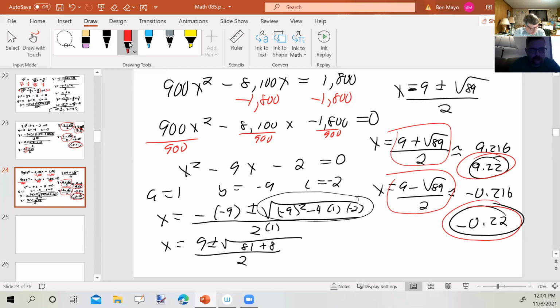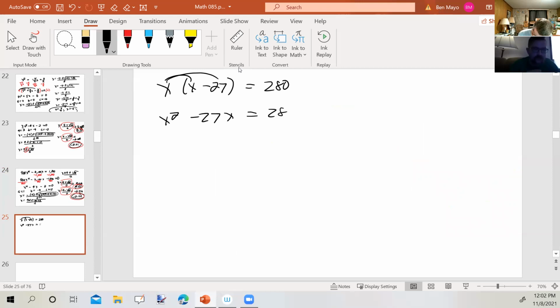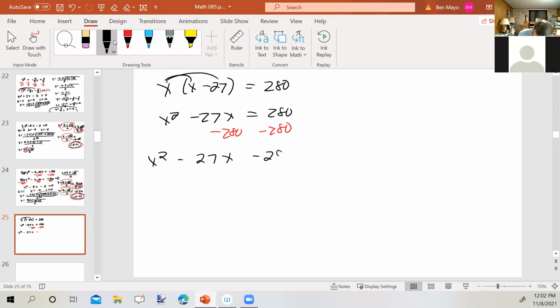All righty. Oh, wait a minute. Yeah, there's one more I want to do. Okay, let's say you've got this: x times x minus 27 equals 280. So this thing's a long ways from standard form. So we're going to go x squared minus 27x equals 280. Then we're going to subtract 280. So we're going to get x squared minus 27x minus 280 equals 0.